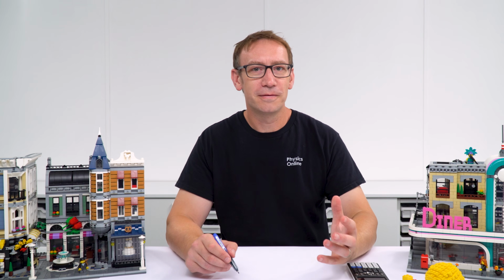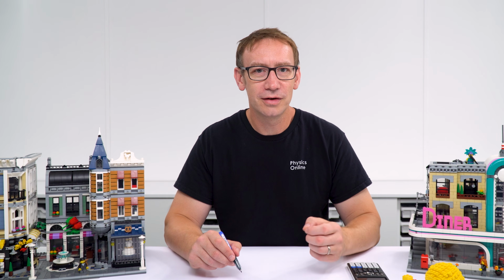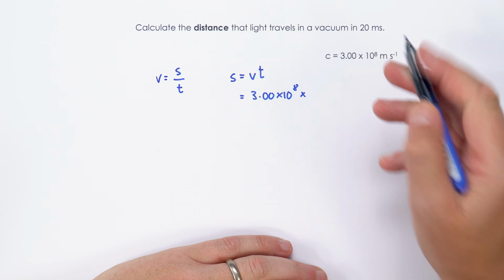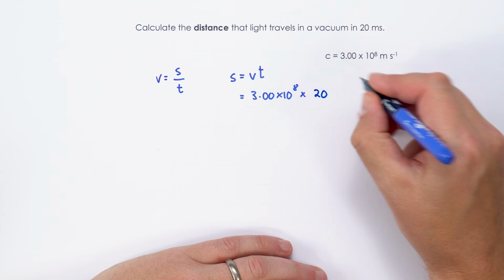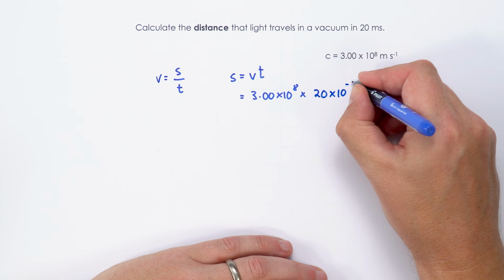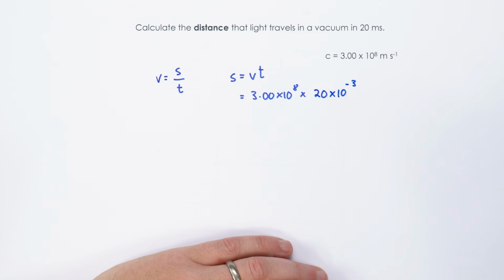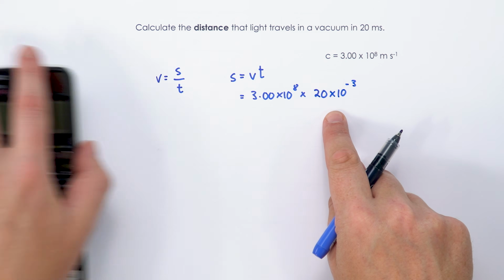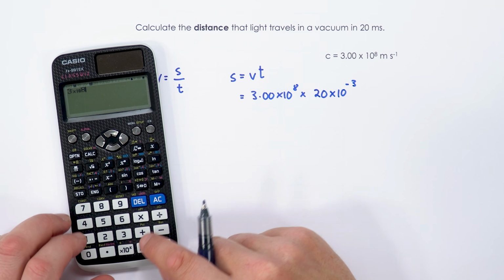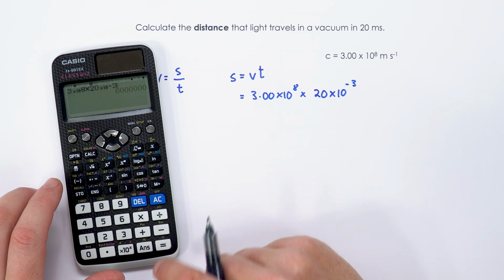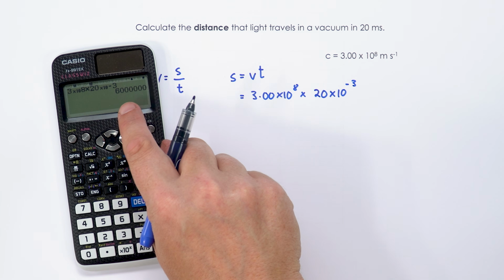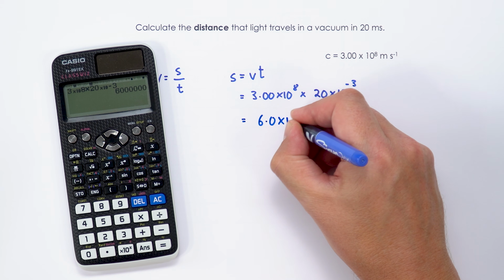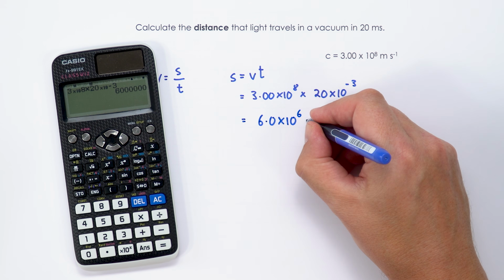So when it comes to A-level physics problems, it's always best to work in SI units. This would be using things like metres and seconds, but we've been given our time here in milliseconds, so to convert it into seconds, I'm going to say that's 20 times 10 to the minus 3 seconds. So milli represents 10 to the minus 3. It means 1,000th. So if I work this out, I can just use my calculator to say 3 times 10 to the 8 times by 20 times 10 to the minus 3 gives me an answer of, in this case, it's 6 million. So that would be equal to 6.0 times 10 to the 6 metres.